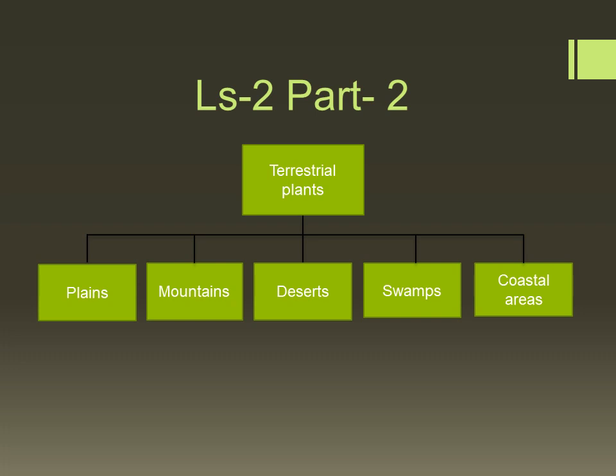Children, in part 1 we have learnt about the terrestrial plants. Terrestrial plants are categorized in plains, mountains, deserts, swamps and coastal areas. We have already learnt about the plants that grow in the plains. They are deciduous trees. We have also learnt about the plants that grow in the mountains. They are the evergreen trees. In today's session, we will learn about the plants that grow in the deserts, swamps, and the coastal areas.